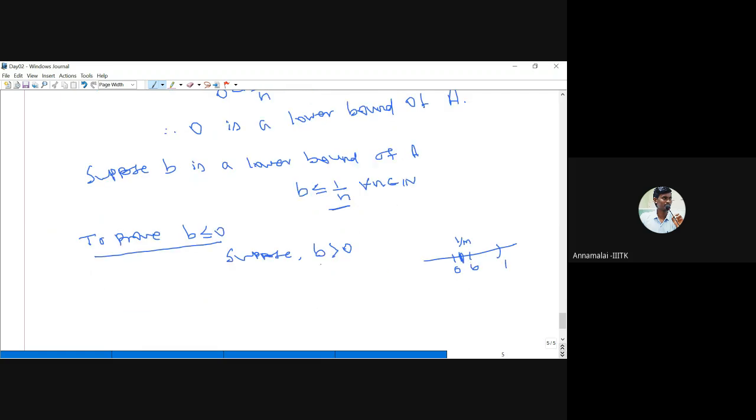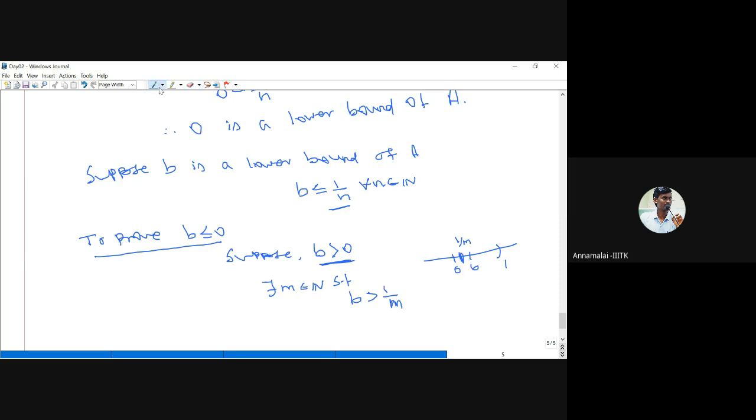Because now we apply the Archimedean property to this number B. So what does the Archimedean property give? There is an m in N such that B is bigger than 1 by m. Just cross multiply. Anyway, no need. So now we find some element between 0 and B of the form 1 by m, namely 1 by m.